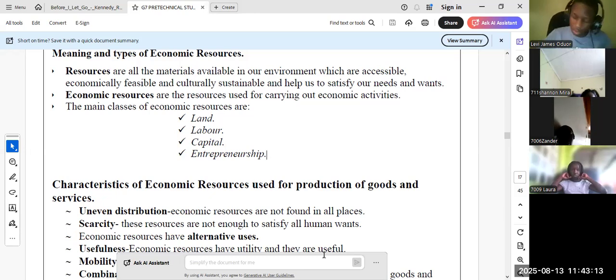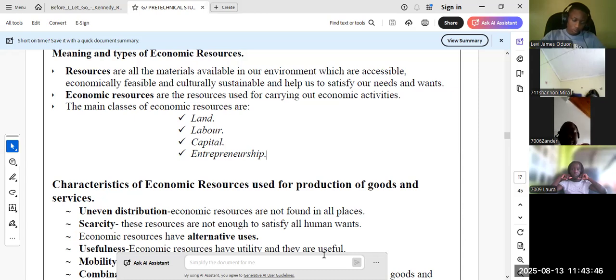That is capital. From the same class, let's talk of entrepreneurship. Some of you have the idea of entrepreneurship, some of you don't have it at all. So that is the issue of scarcity. These resources are not enough to satisfy all human wants. Let's use counties, for example. We have some counties which are very big and large in Kenya, while we have other counties which are very small in Kenya. Take a county like Mombasa. It is the smallest county in Kenya.